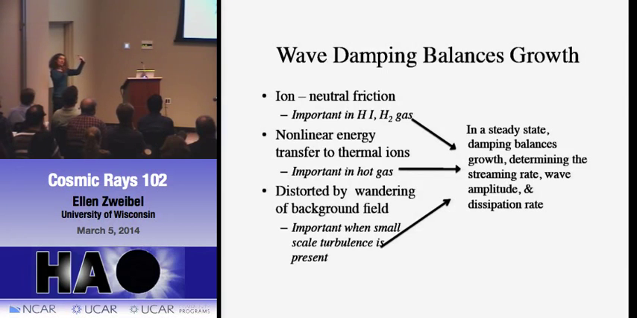And finally, if the background magnetic field is not perfectly uniform but kind of wanders, these waves can get sheared apart, and that's also described as a damping mechanism. So that's important when small-scale turbulence is present. And in a steady state, damping will balance the growth, and that will determine the rate at which cosmic rays can stream, the amplitude of the waves, and the dissipation rate.